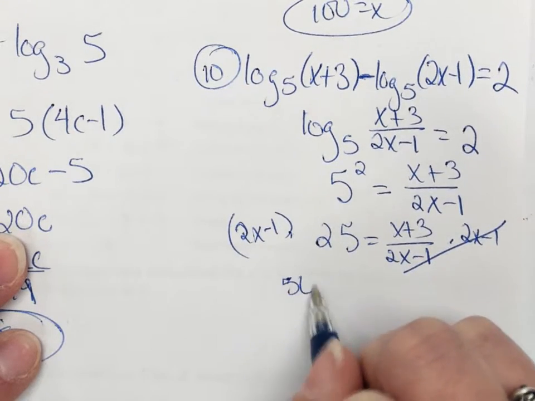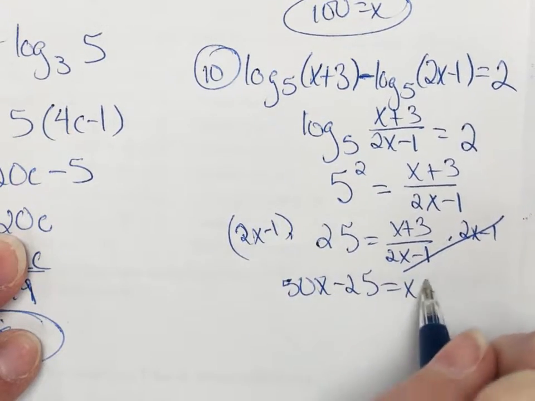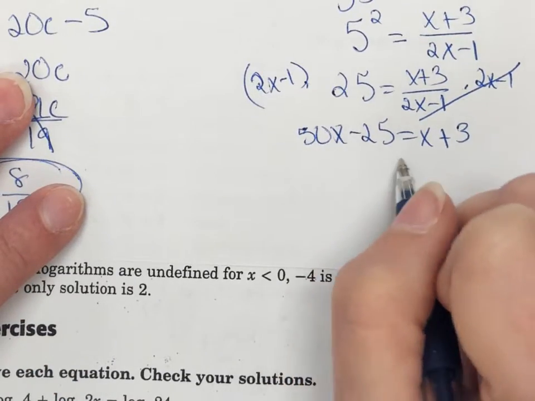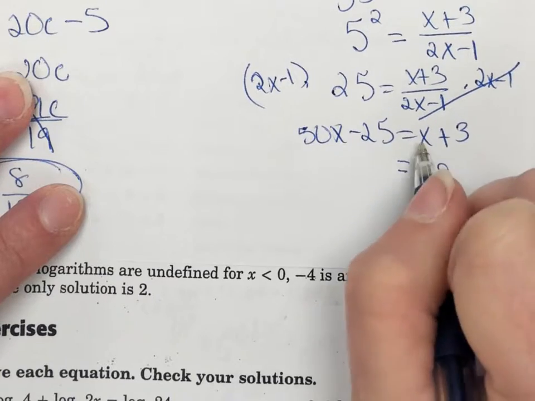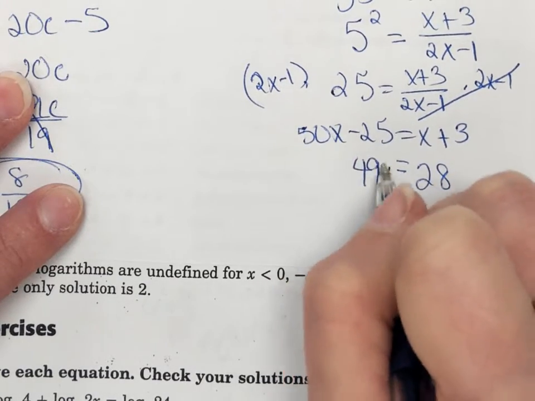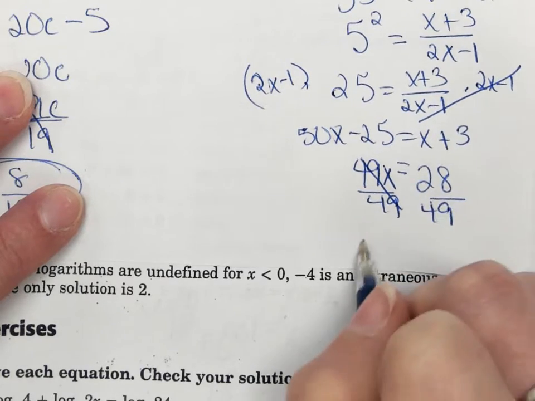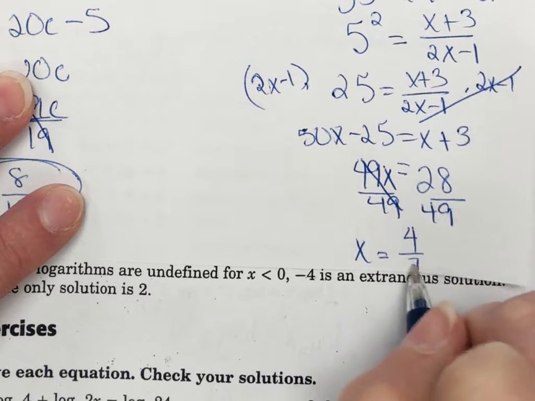Okay, let's see. That's 50x minus 25. All right, now what? Add 25. So that gives me 28. Subtract the x. 49. Divide. And those both reduce by what? 7? So that's 4/7.